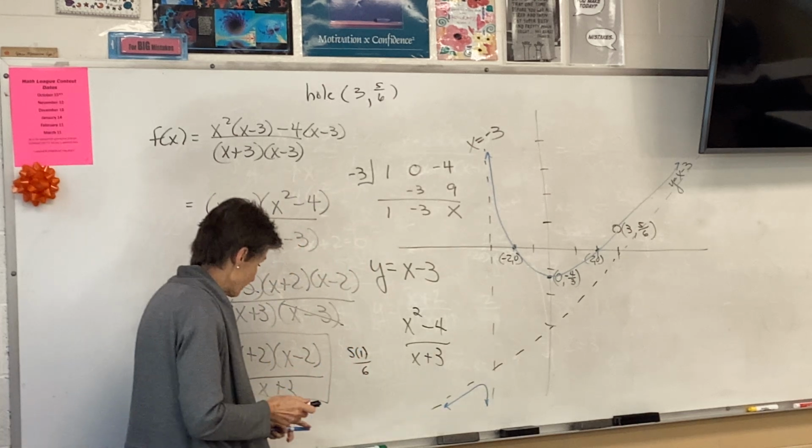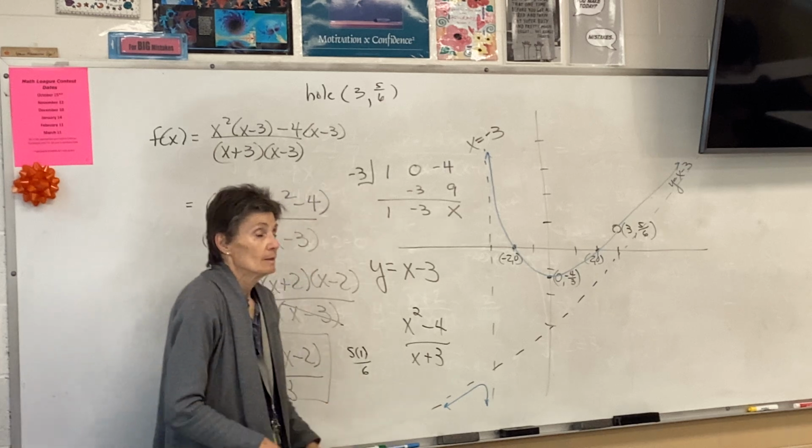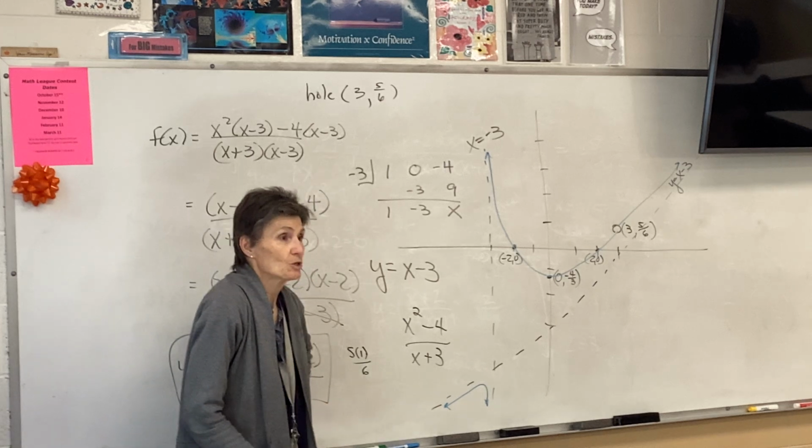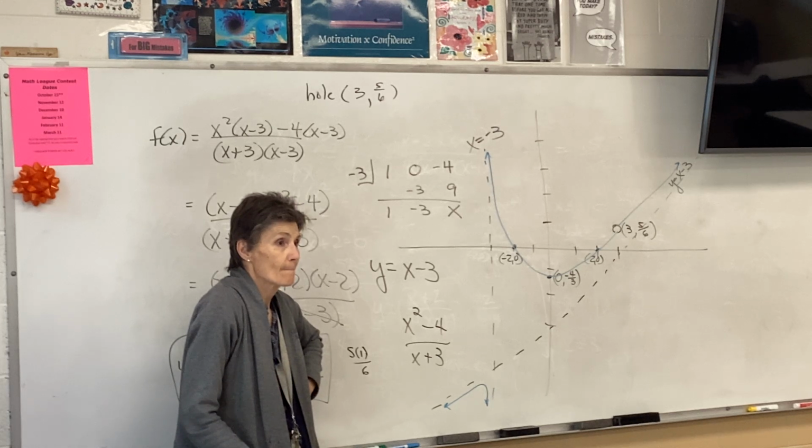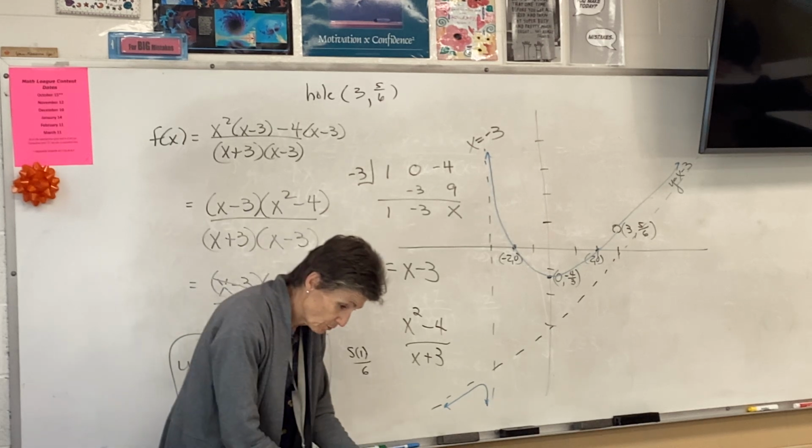All right. Unit 1, polynomial and rational functions. That's a rational function. We good? All right, what's number 2?